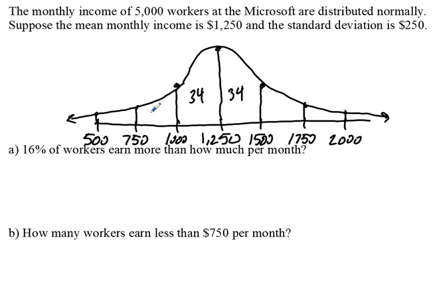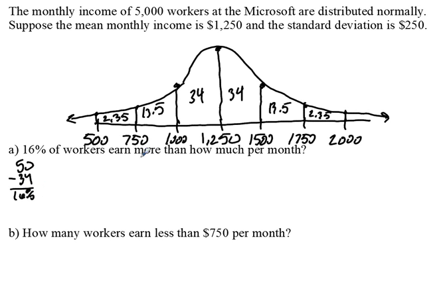34s, 13.5s, and 2.35s. Now I can start to answer my questions. 16% of workers earn more than how much per month? So where is the 16%? Well, the 16% is if I take 50% and I subtract 34 from it, I end up with 16%.